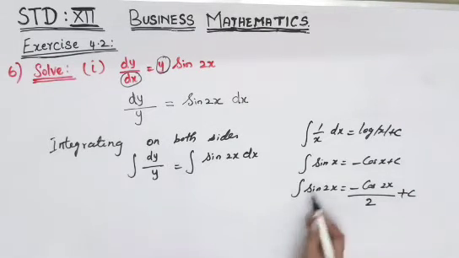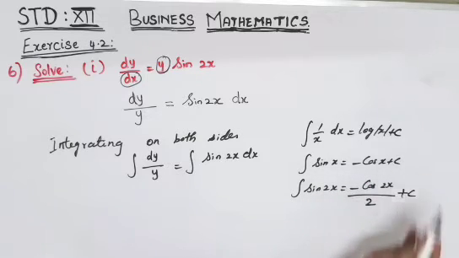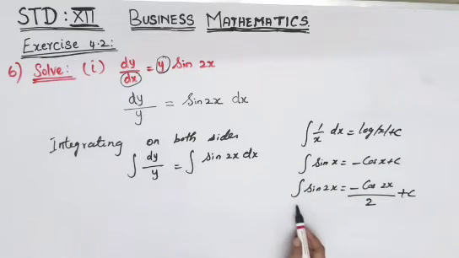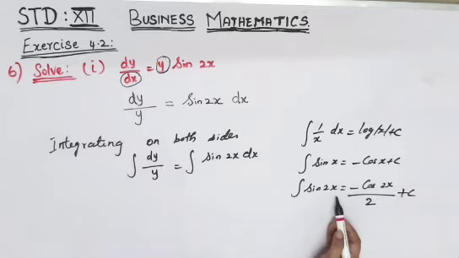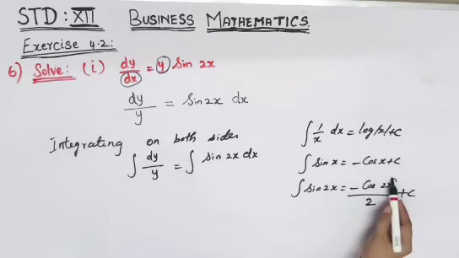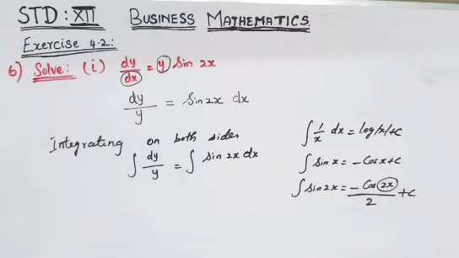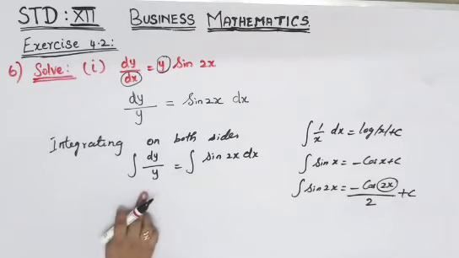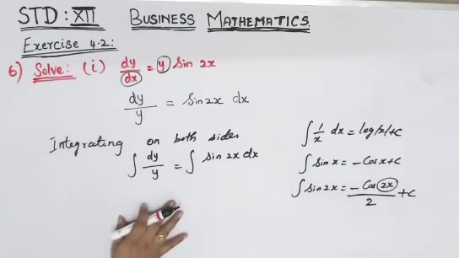I'll just repeat it. Sin x means it is minus cos x plus c. So if you want the integral for sin 2x, this x has to be replaced by 2x. Minus cos 2x, but the coefficient of x is 2, so that 2 has to divide minus cos 2x. So plus c. Now we'll just substitute this form. The answer we have got, we just substitute it here.